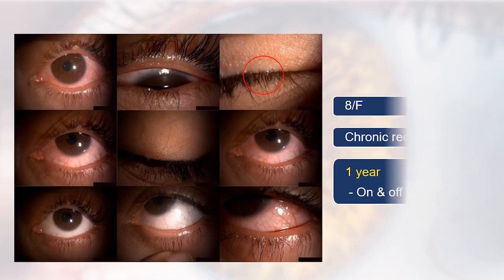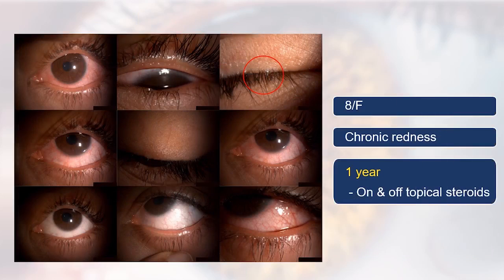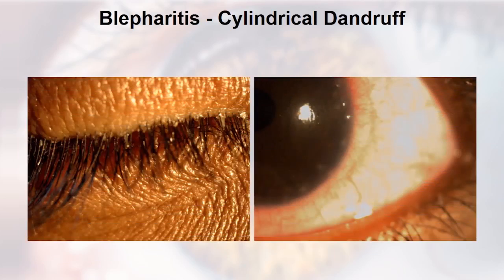This was an interesting situation, a young child who presented with chronic redness. She had a papillary form of chronic conjunctivitis. For 1 year, she was on and off topical steroids. But if you look closely at the eyelashes, she has blepharitis with a very classical cylindrical dandruff, which is characteristic of Demodex.